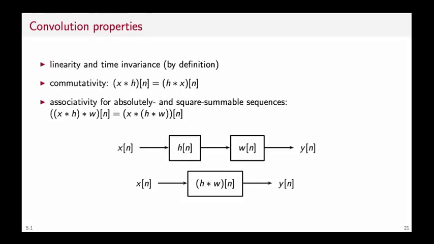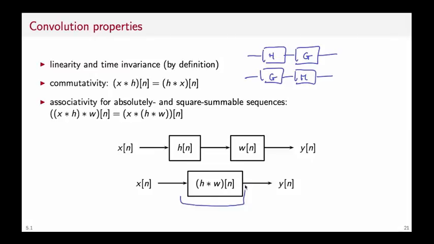Finally, a few words on the convolution. The convolution is of course linear and time invariant because it describes a linear and time invariant operation. It is also commutative, which means that if you have two filters in cascade, you can safely invert their sequence and the result will not change. For absolutely and square summable sequences, the convolution is also associative, which means that if you have a cascaded system, you can lump their effect into a single filter whose impulse response is the convolution of the individual impulse responses.